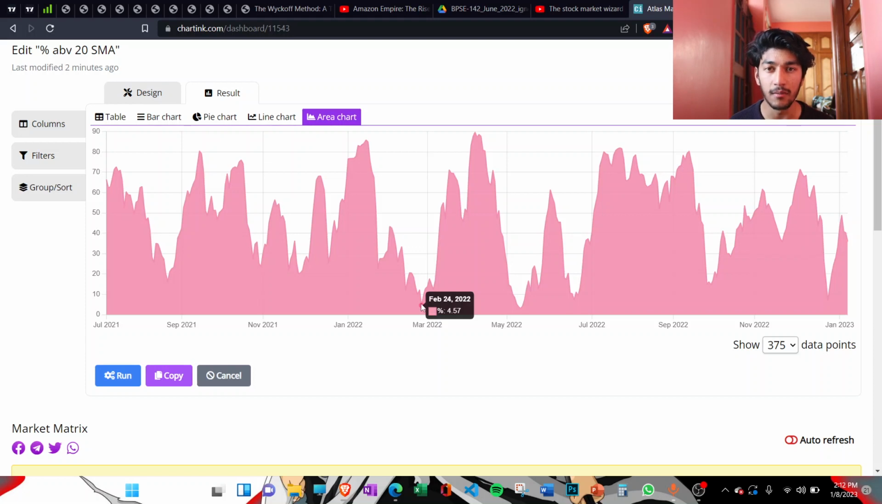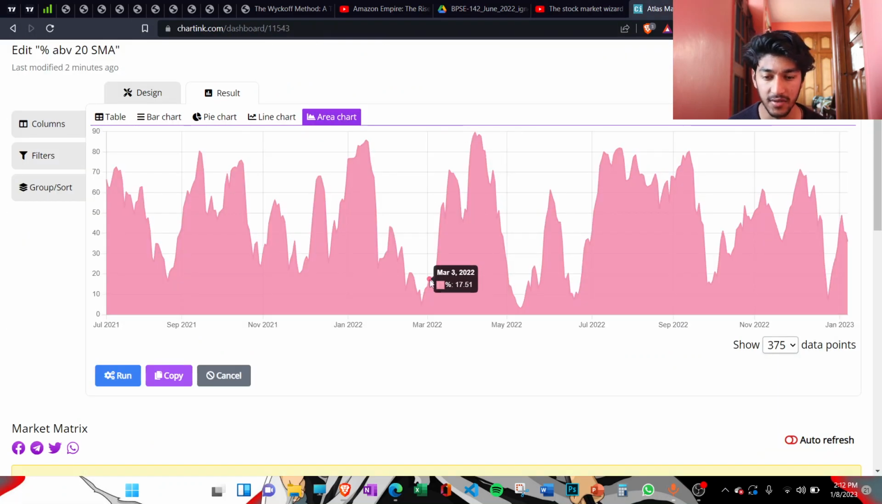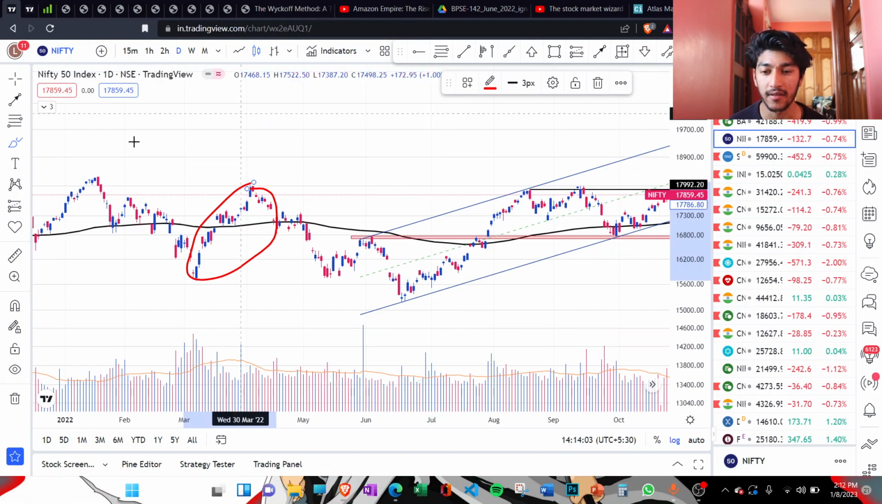The number of stocks above their 20-day simple moving average was 4.757%. But again, if you see, the market fell after that, right? That day the low was around 16,200 something, and after that it fell to 15,600. So there was roughly a 500-600 point fall. But if you see, the number of stocks above the 20-day moving average improved to 14.83%. And what happened after that?